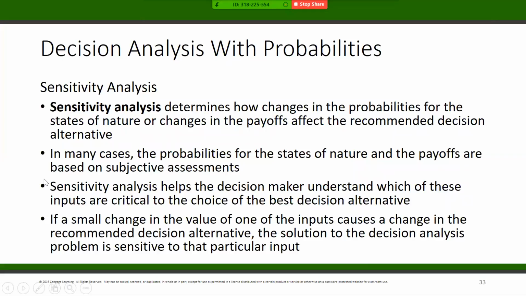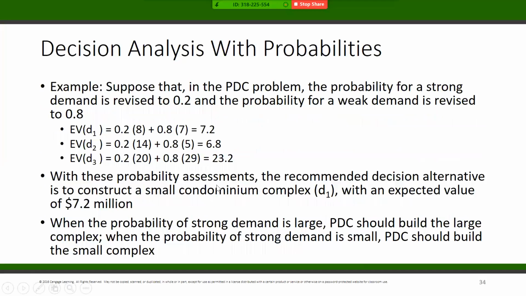Now, sensitivity analysis determines how changes in the probabilities for the states of nature or changes in the payoffs affect the recommended decision alternative. In many cases, the probabilities for the states of nature and the payoffs are based on subjective assessments. Sensitivity analysis helps the decision maker understand which of these inputs are critical to the choice of the best decision alternative. If a small change in the value of one of the inputs causes a change in the recommended decision alternative, the solution to the decision analysis problem is sensitive to that particular input. For example, suppose that in the PDC problem, the probability for a strong demand is revised to 0.2 and the probability for a weak demand is revised to 0.8.